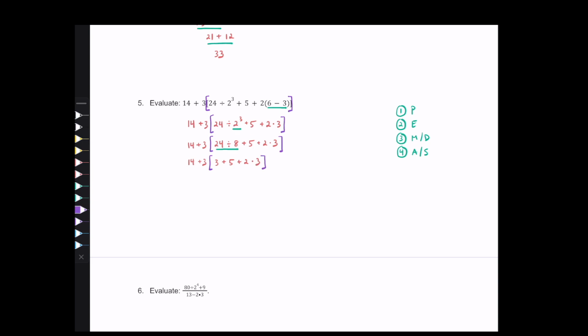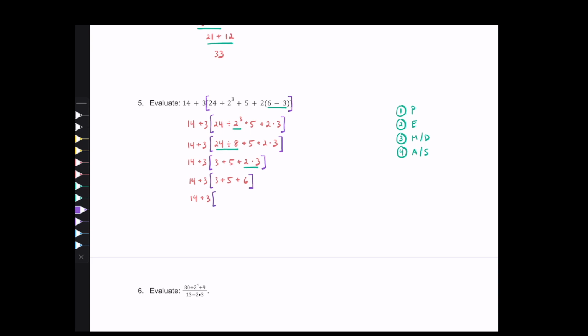Okay. And then what we're going to do next is copy this over again. And then inside, what are we going to do? We have addition, addition, and multiplication. So multiplication gets to go next. That'll be 3 plus 5 plus, and then 2 times 3 is going to be 6. So that's going to be a 6 here. And then we have this 14 plus 3 on the outside.